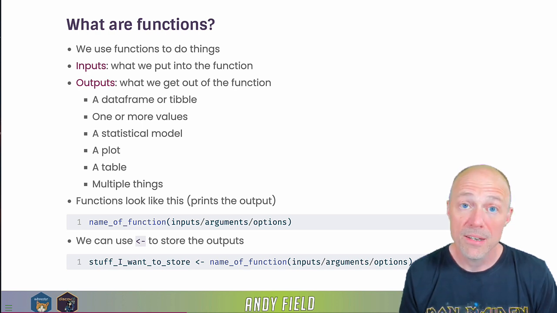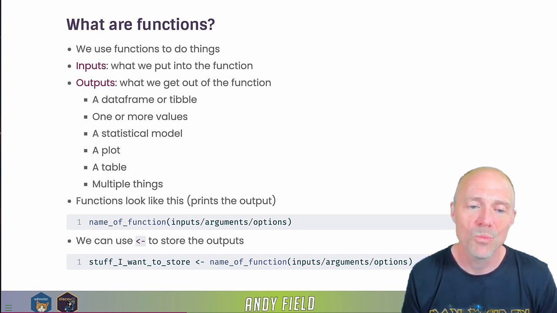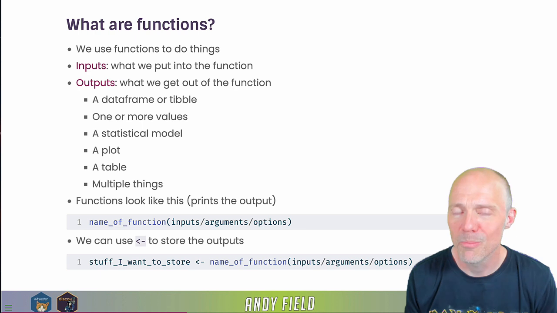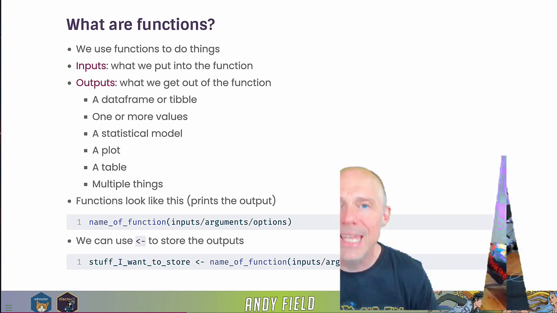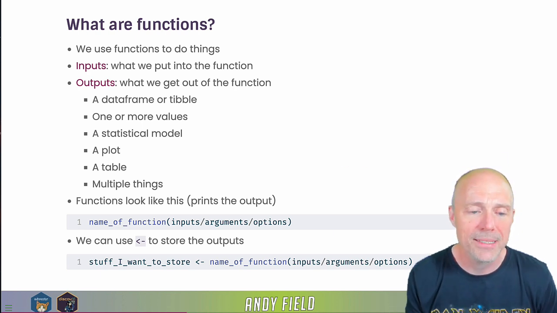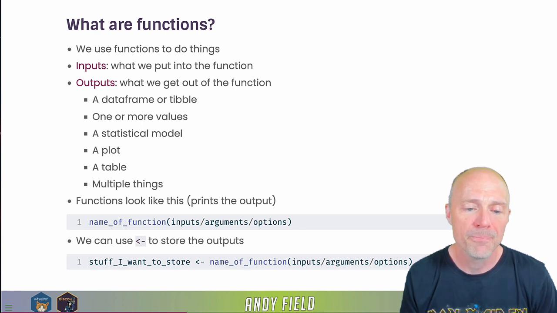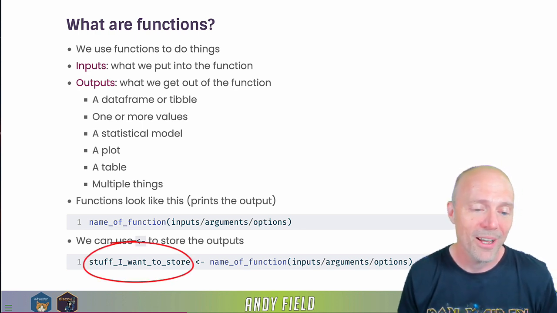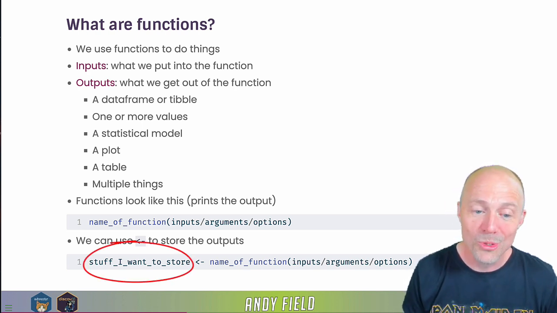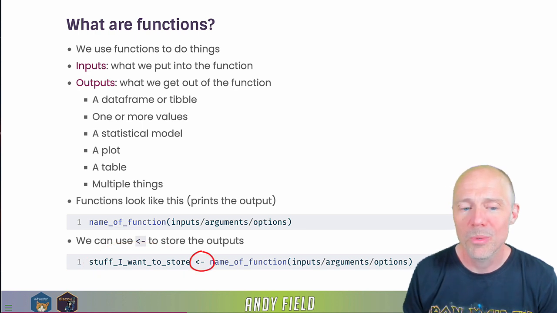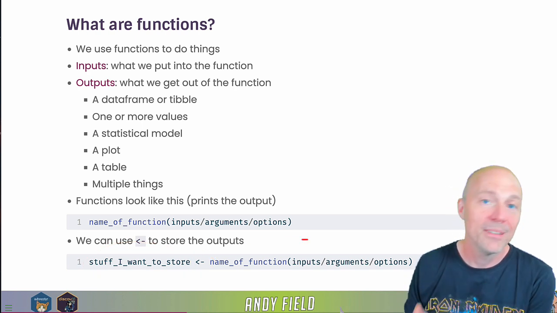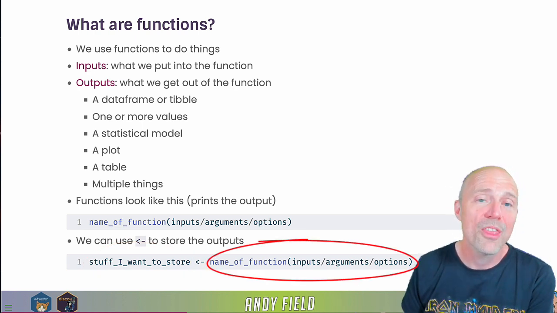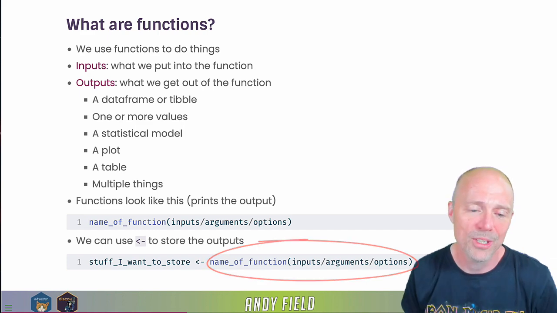And as we've seen in another video, we can use the assignment operator to store the outputs of our function. If we don't do this, what will happen by default when we use a function? R will print the output of the function. But if we want to actually capture it and store it and maybe use it later, we use the assignment operator. So you might name the stuff that you want to save. I've called it here stuff I want to store. You then use the assignment operator, the little arrow thing, and then you have your function and the instructions that tell R how to create the thing that you're trying to save.